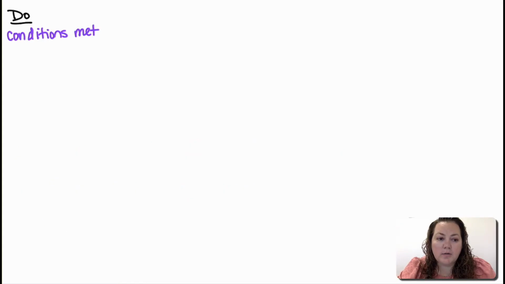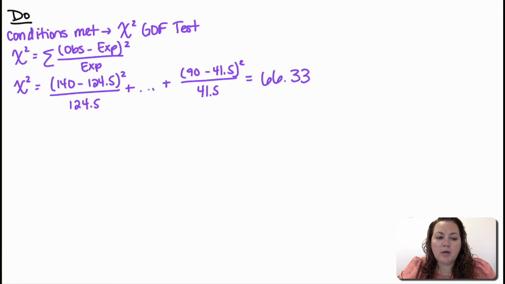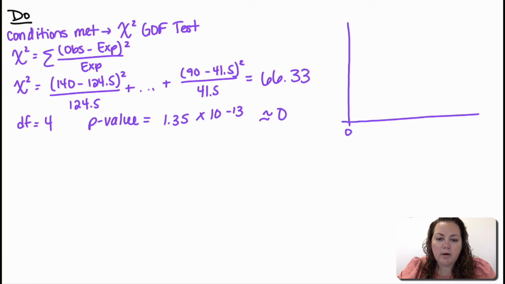All right, the conditions were met. We're doing a chi-squared goodness of fit test. Here's our general formula. Here it is with the first color and the last color plugged in. Observed minus expected squared divided by expected. We get a chi-squared value of 66.33. Our degrees of freedom was 4. Our p-value is quite small, 1.35 times 10 to the negative 13th, which means it's 0, then 12 zeros and a 1. So basically 0.